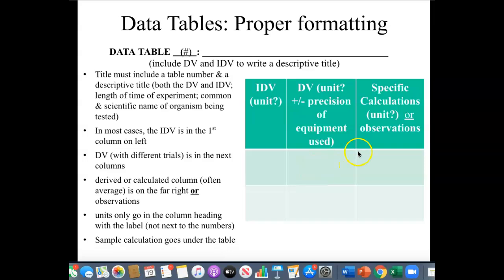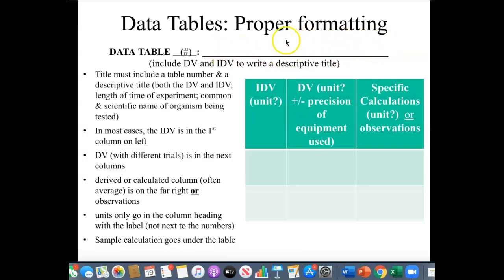Okay, we're going to talk about proper data table formatting. And this formatting is aligned with IB. So it's really important that you always come back to your notes when you're forming data tables, because your data tables will always be set up the exact same way. So you must have a title, and your data table must have a number, even if there's only one data table in your whole experiment, data table 1, and then a highly descriptive title after that.